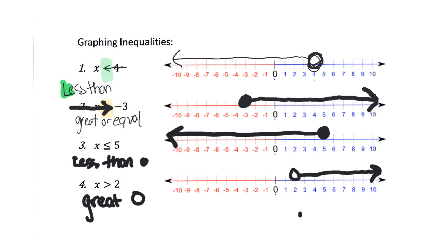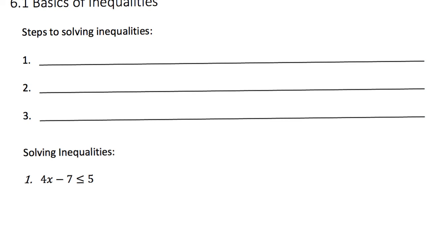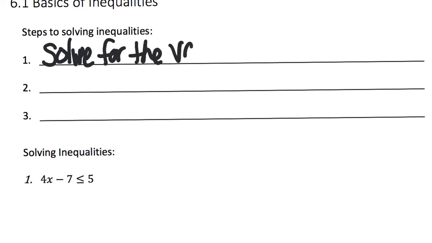Okay, so let's go to the next section. So these notes are a little long, so let's go to the next ones. So the first thing we want to do here is go over the steps to solving the inequalities. So it's very much like an equation. So we're just going to solve for the variable. So we're solving for whatever variable it is. With inequalities, we use a lot of different variables. So it could be a and whatever.